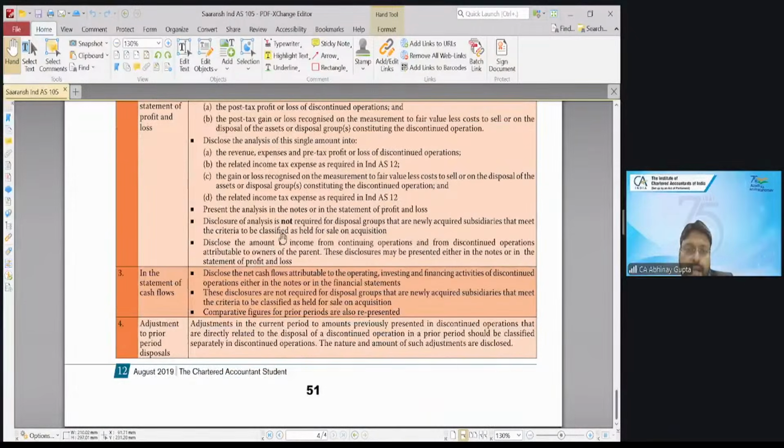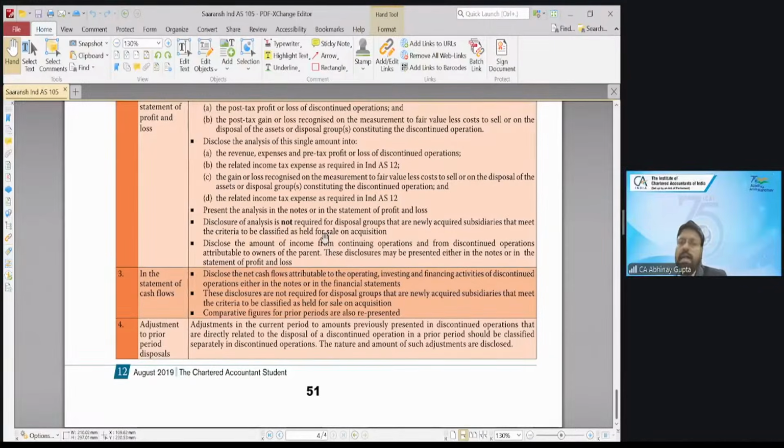Then present the analysis in the notes or in the statement of profit and loss. So that is your choice. You want to present it on the face of the P&L itself, or you want to present it in the notes. That is all your choice.